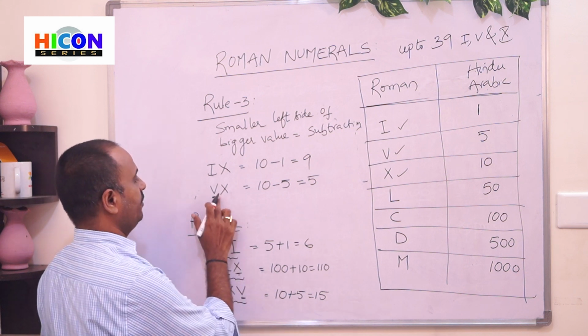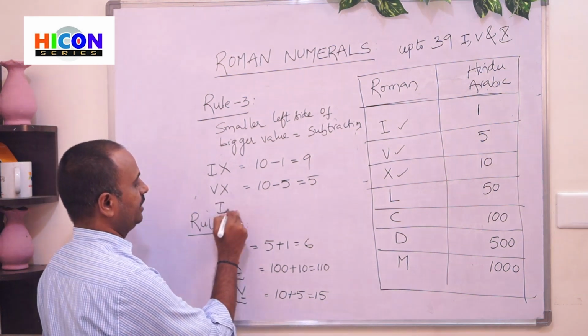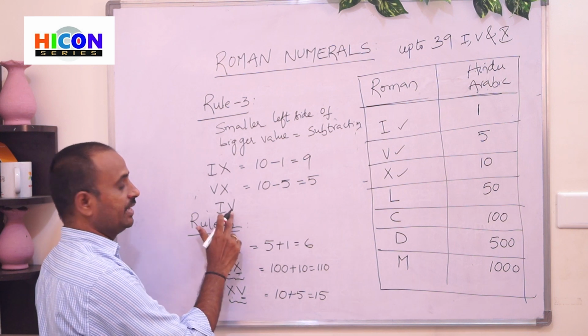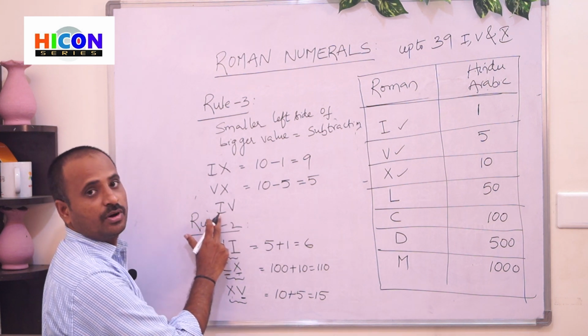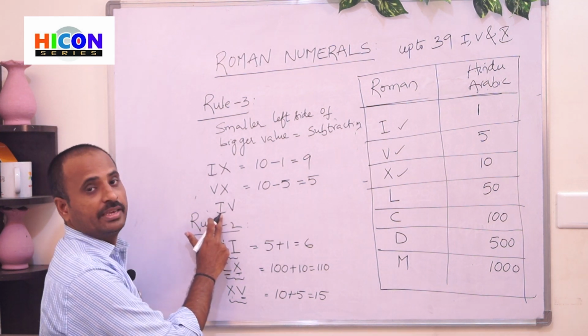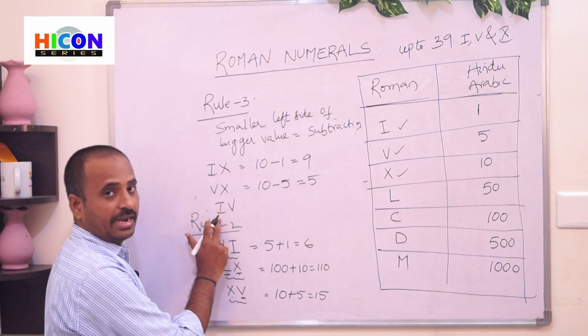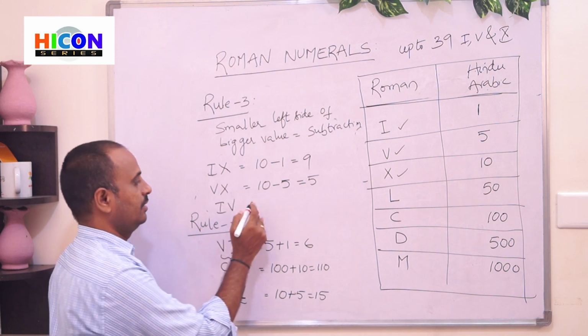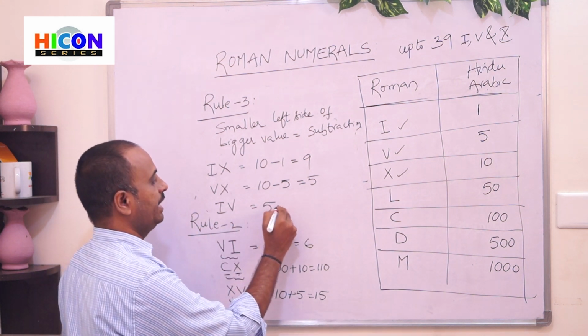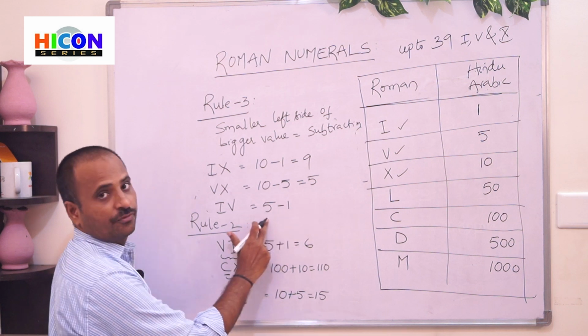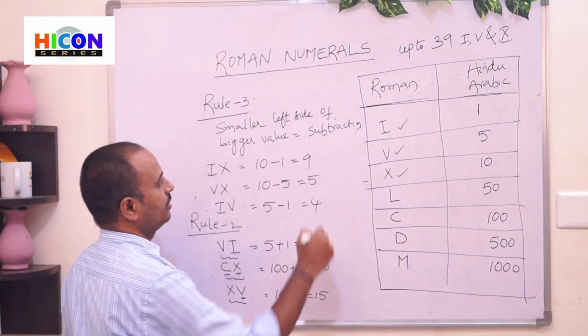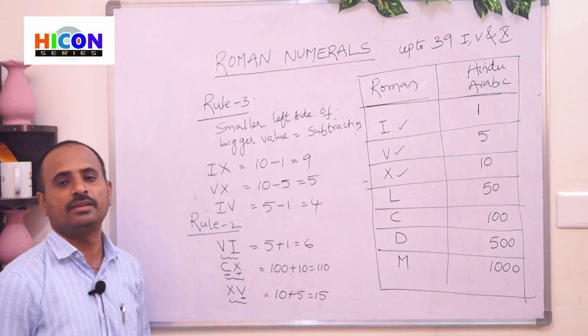Children, in the same way, I, V. Here V is the bigger value and I is the smaller value. The smaller value I is written on the left side of the bigger value. That's why we have to subtract I from V. That means V means 5 and I means 1. So subtract 1 from 5, we will get 4. So children, this is rule number 3.